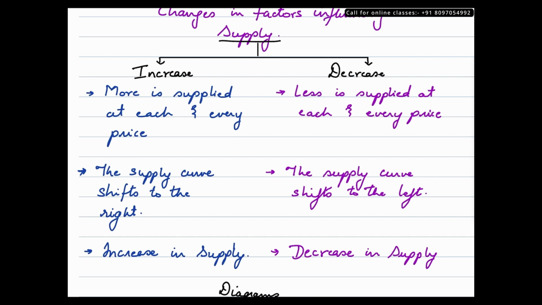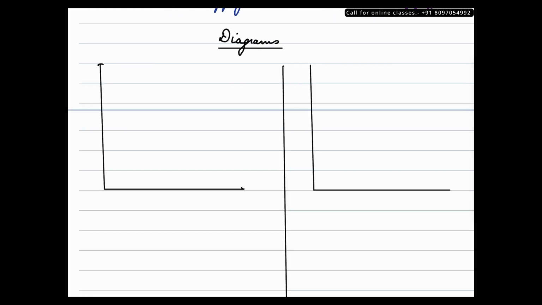Okay, let's take a look at the diagram. So here are the graphs. Let me label them first. This is Y, O, X. Here also Y, O, X. We have price on the y-axis and quantity supplied on the x-axis.